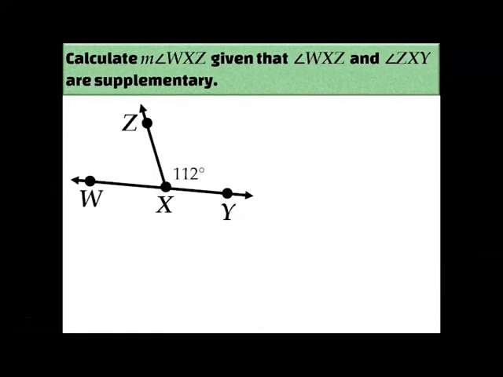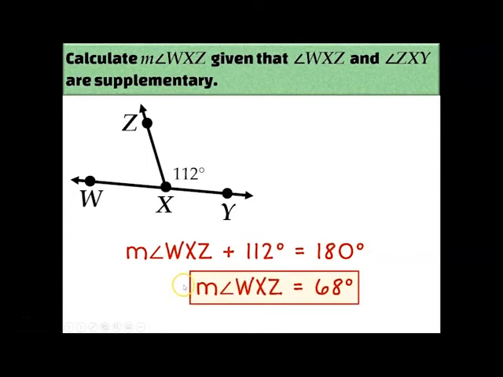In our next example, we need to find the measure of angle WXZ, given that WXZ and ZXY are supplementary. So since they're supplementary, that must mean they add up to 180 degrees. So I can say the measure of angle WXZ plus 112 equals 180. Subtract 112 from 180, and I get my answer of 68 degrees.